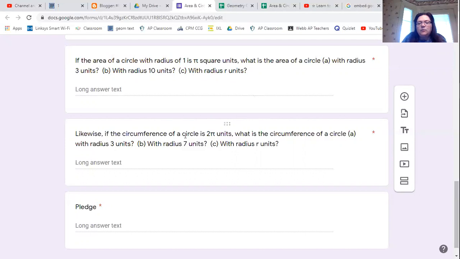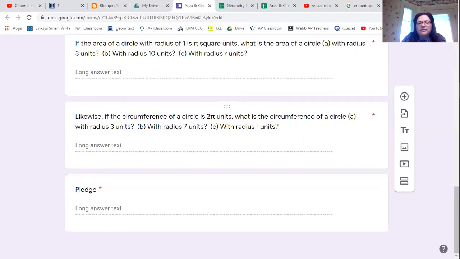And then the same thing with the circumference. With radius 3 and with radius 7. We already know from Desmos that if we set that radius at 3, then the circumference is 2 times pi times the radius of 3. So 2 times 3, or 6, times pi. For B, it's 2 times 7 times pi. For r, it's 2r times pi, or 2 pi r.